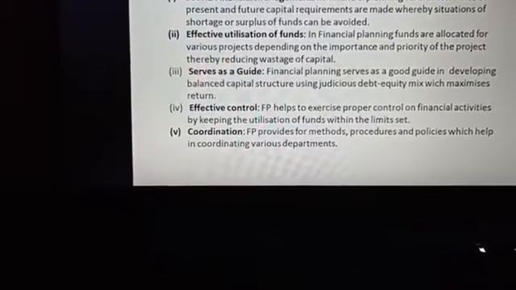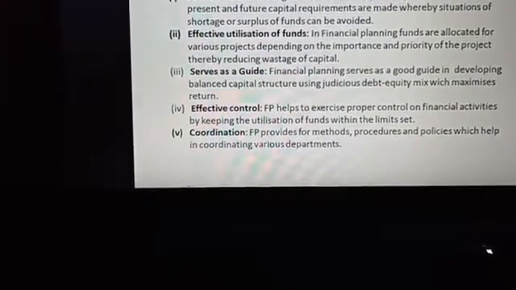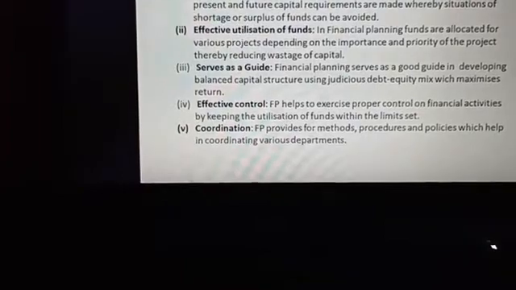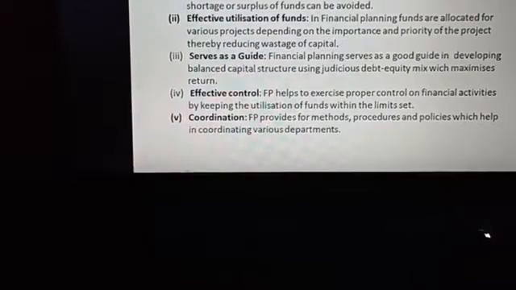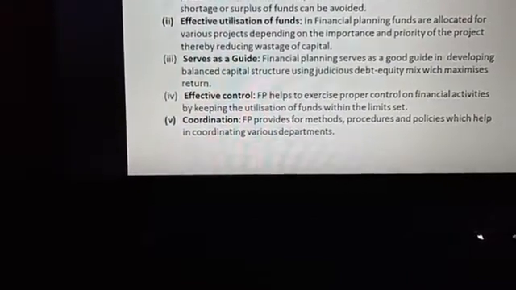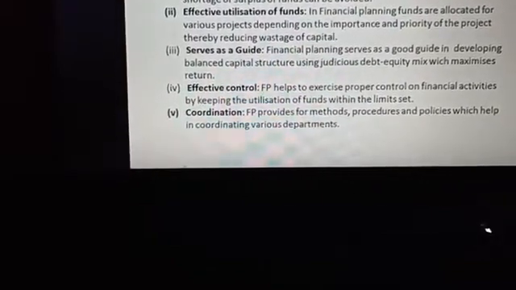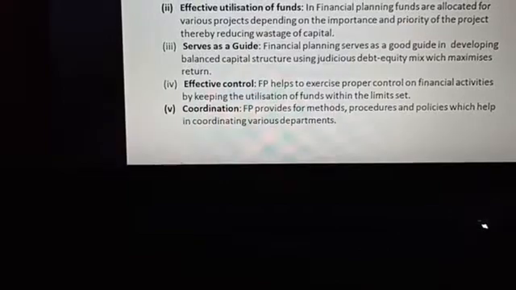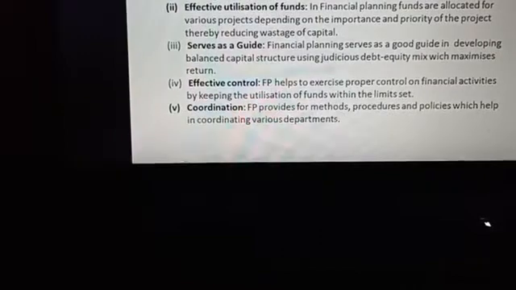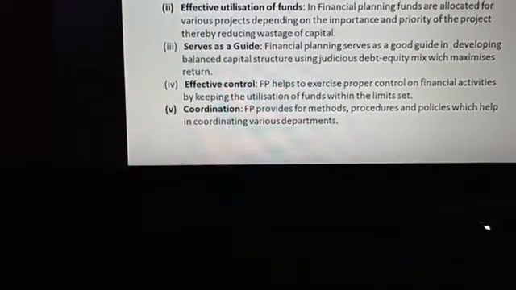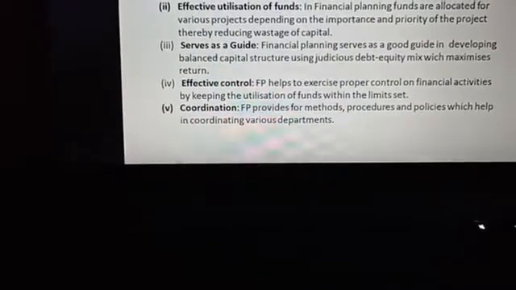Number three, serves as a guide. Financial planning serves as a good guide in developing balanced capital structure using judicious debt equity mix which maximizes return. Number four, effective control. Financial planning helps to exercise proper control on financial activities by keeping the utilization of the funds within the limits set. And number five, finally, coordination. Financial planning provides for methods, procedures, policies which help in coordinating various departments.